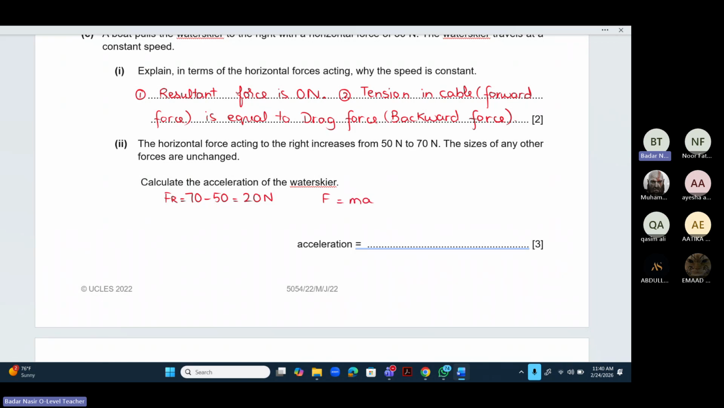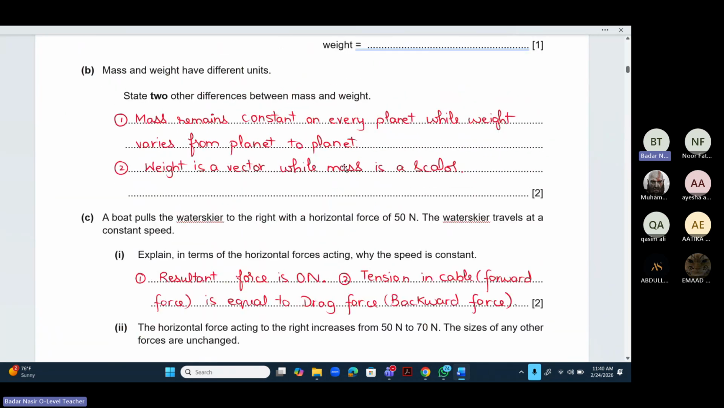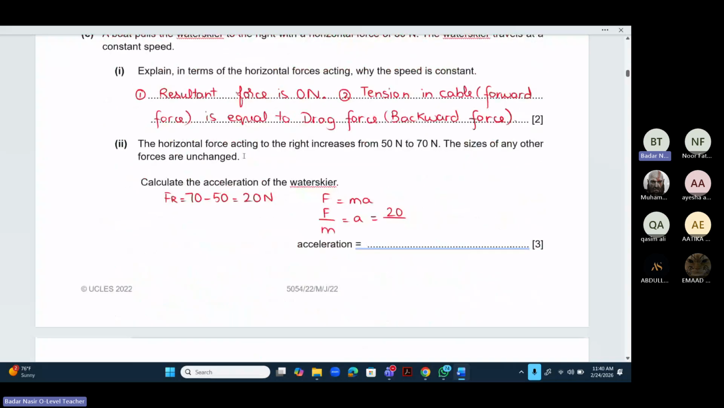Now, what is the formula for resultant force? F equals ma, mass into acceleration. If I rearrange the formula to make acceleration the subject, m goes to the other side and divides F. So F is 20, and the mass of the water skier is 60. So it's going to be 20 over 60, which is 0.33 meters per second squared. Now this question is for 3 marks, so 1 mark is if you calculate the resultant force which is 20 Newton.